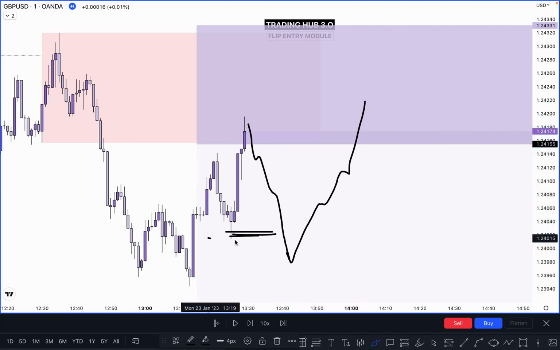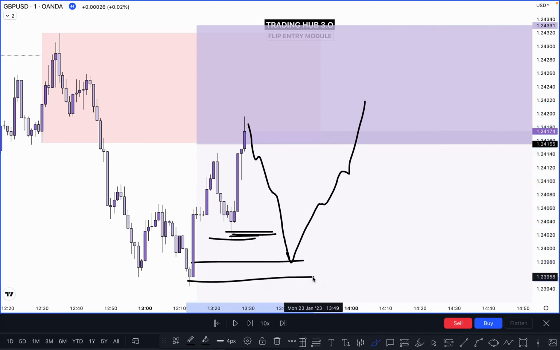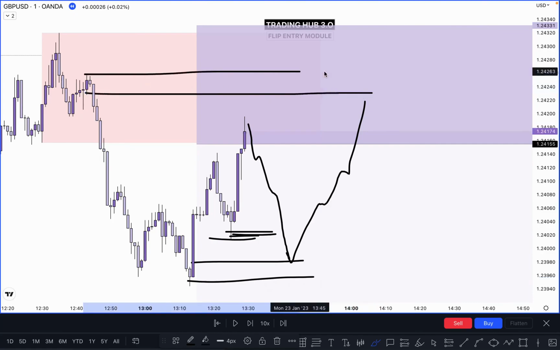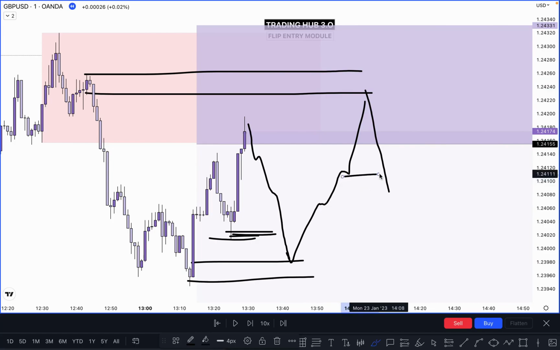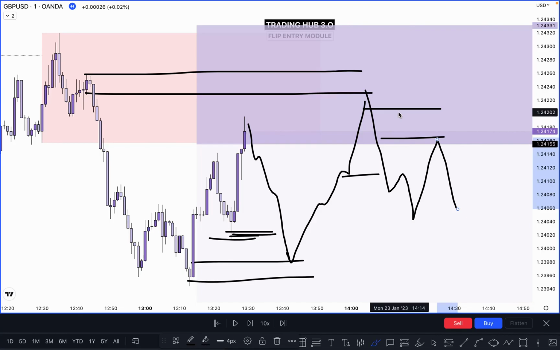Why? Because this low acts like an inducement in a lower time frame, and then the market continues going higher, and finally the market mitigates your order block here, and then the market breaks this low, and now at this time you can take entry here for the sell. Even this one is also 50% probability, but this one is our high probability compared to the first one.